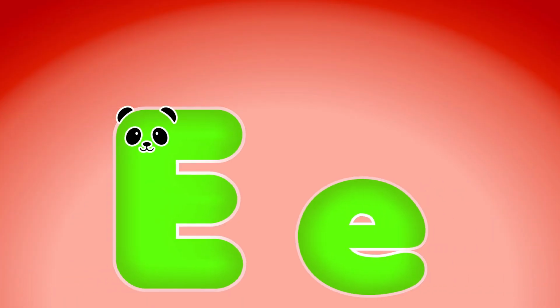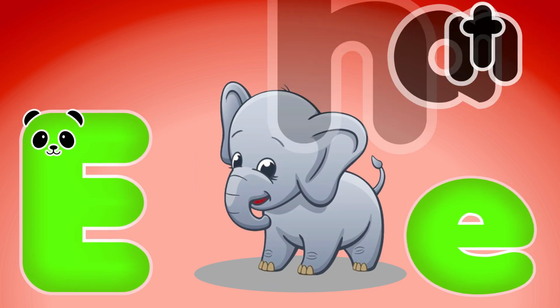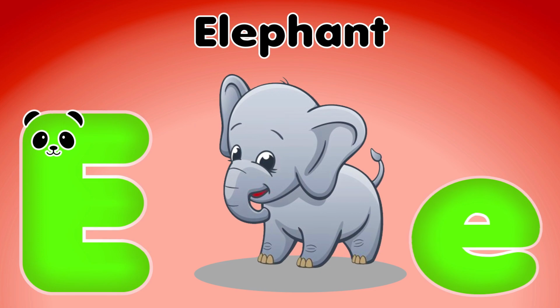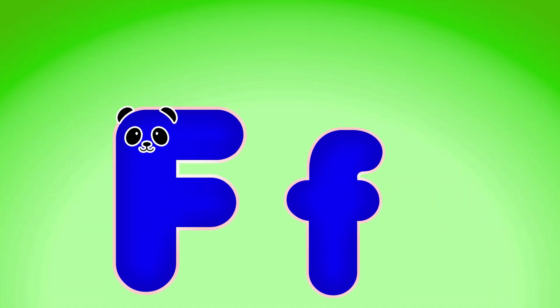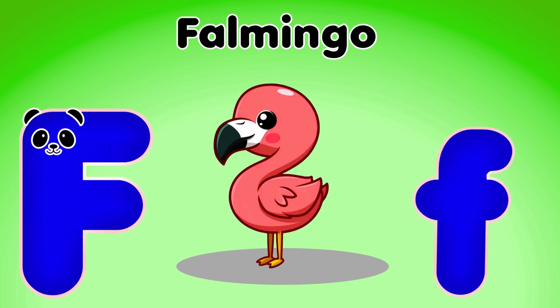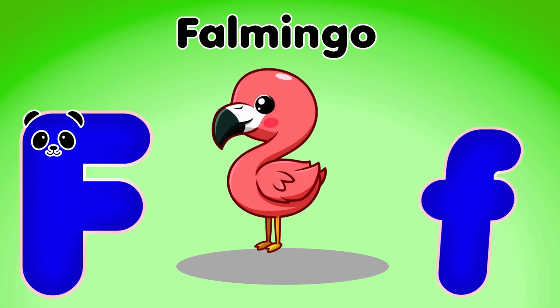E is for elephant, E, E, elephant, E, E, elephant, E, elephant. F is for flamingo, F, F, flamingo, F, F, flamingo, F, flamingo.